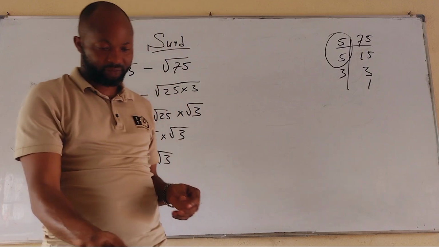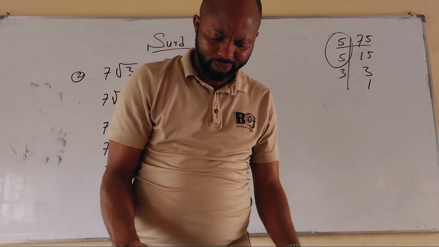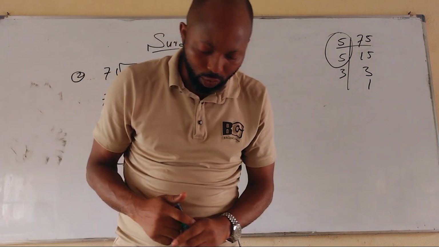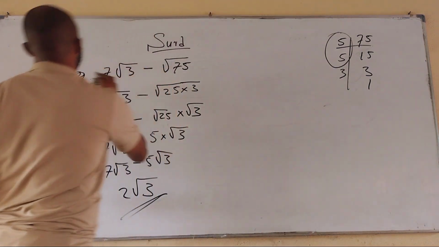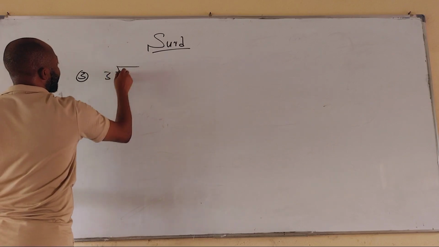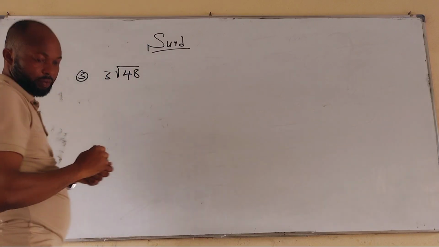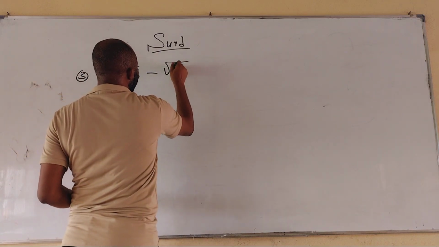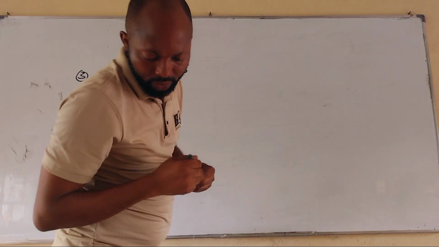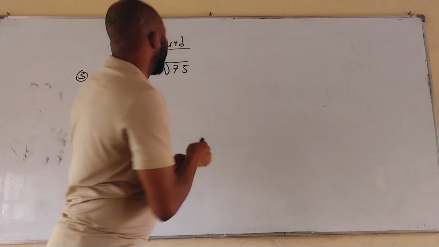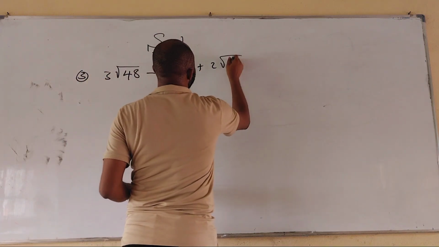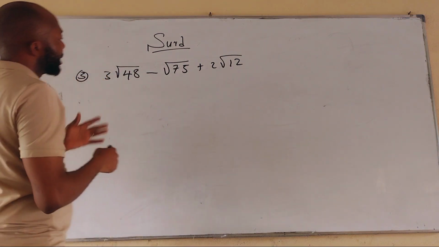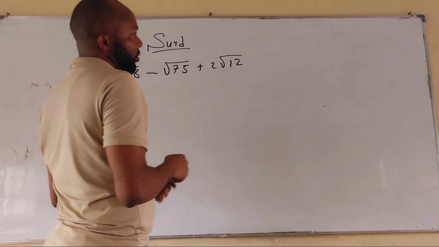Let's take another one. Evaluate 3 root 48 minus root 75 plus 2 root 12. So 48 and 75. Let's break this down.